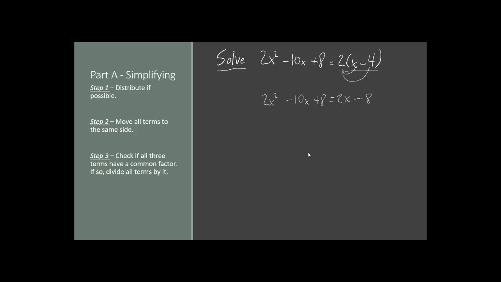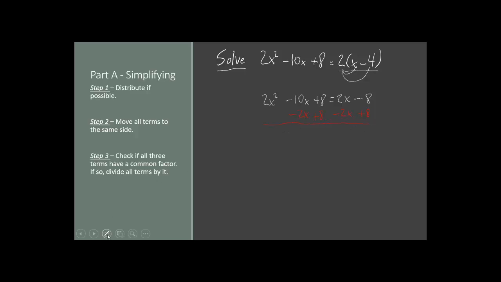Now for step 2. If we want to solve a quadratic equation, we need to have all of the terms on the same side. So let's move this 2x, and let's move this negative 8. We'll do this in red. Since we have a positive 2x, let's subtract it from both sides, and we'll write it underneath the other x term that we have already. Also, we have negative 8, so let's add 8 to both sides.